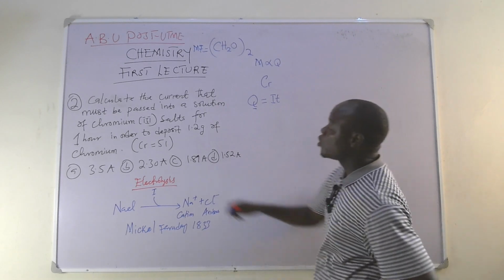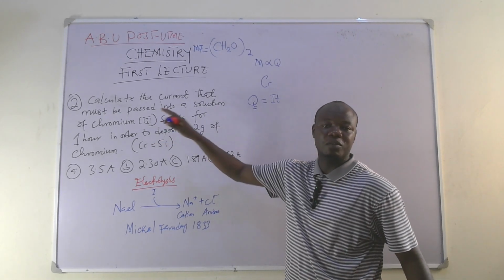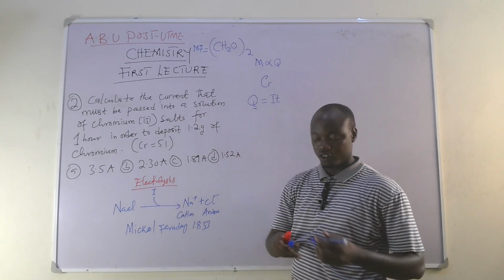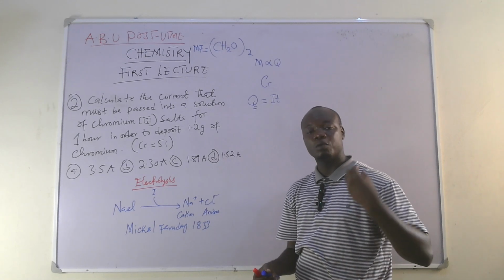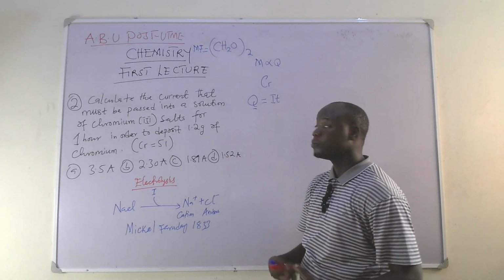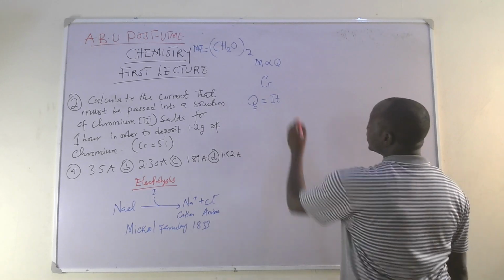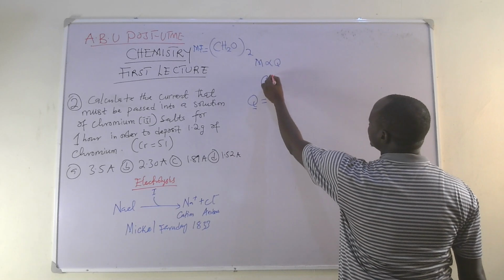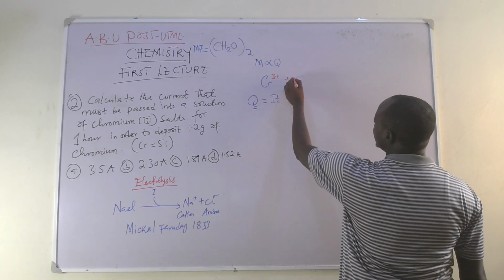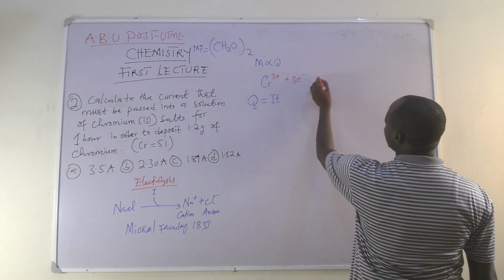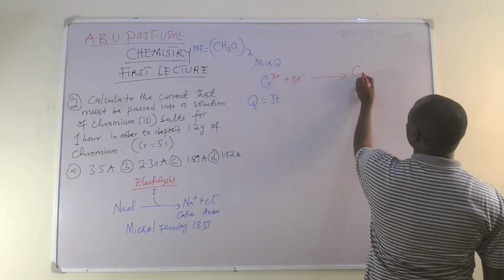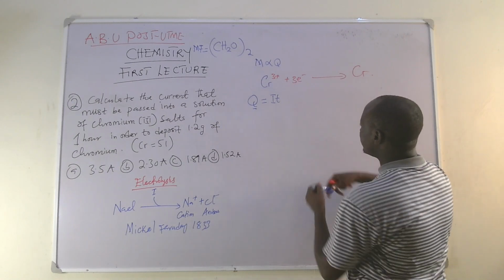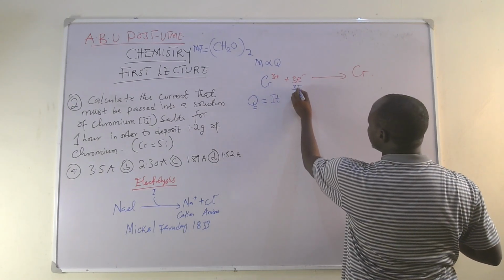So now, from here we can see that it is chromium 3 plus, because generally chromium can have an oxidation number of +1, +2, +3, +4, +5, since it has variable oxidation states. During this electrolysis, we have chromium 3 plus, which accepts 3 electrons to become neutral chromium. So from here, we have 3 Faraday.